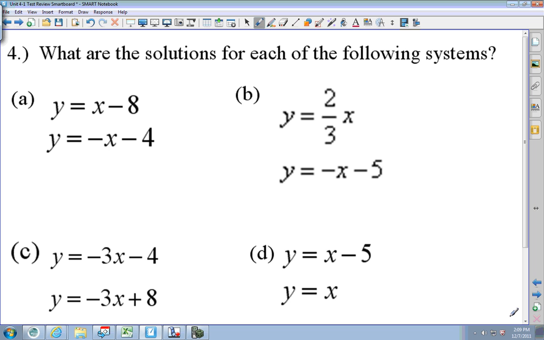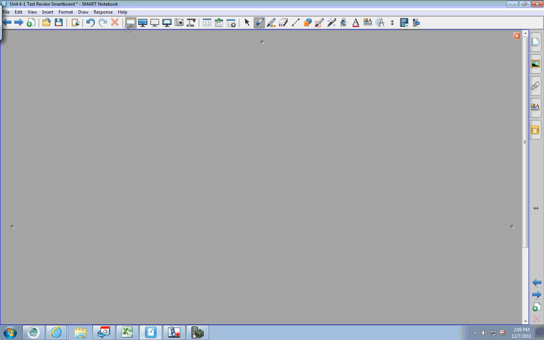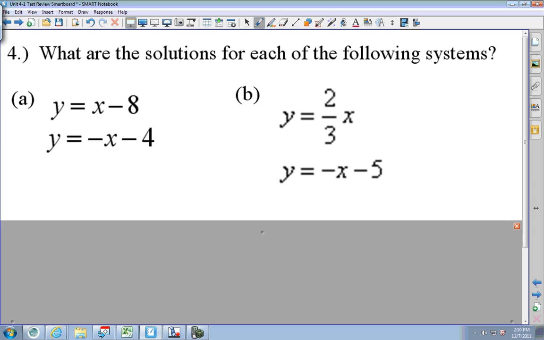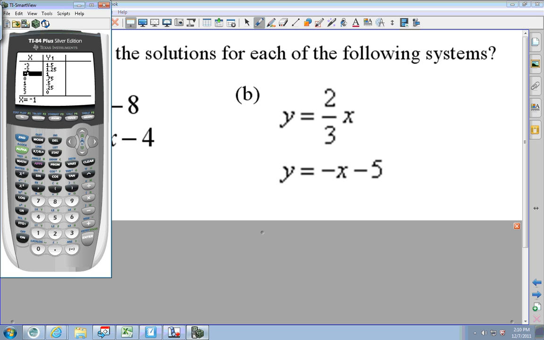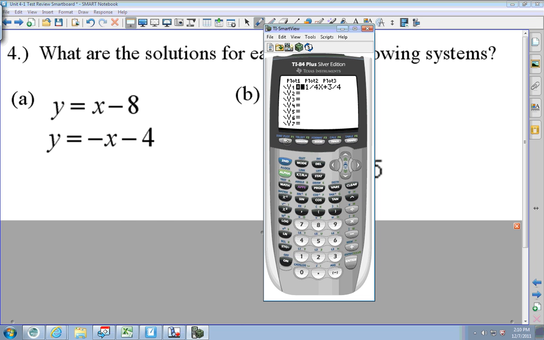All right, here are the next ones. Let's just start with the first two. It wants to know what are the solutions, and they want you to use your graphing calculator. So we're going to come over here. I'm going to go to y equals. We're going to put into y1 x - 8, and in y2, -x - 4.